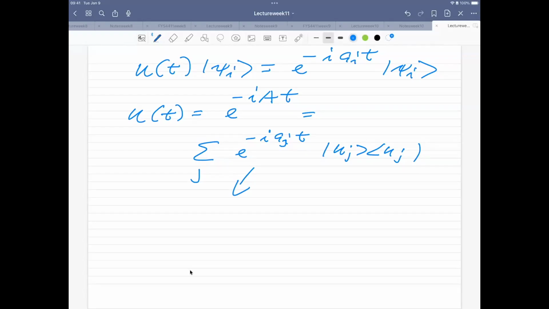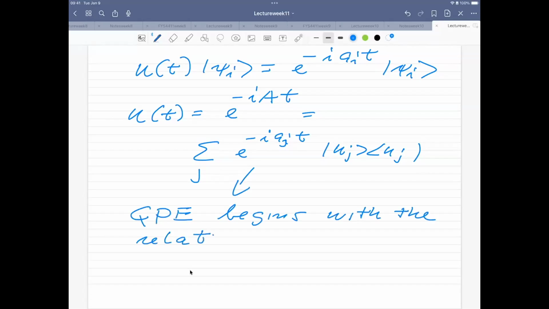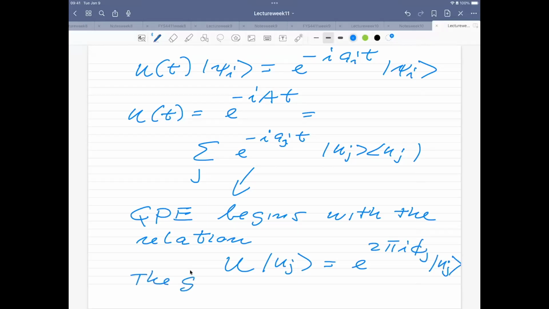So the QPE, and this is a transition to the algorithms, begins with the relation where we have a unitary operator U acting on u_j equal to e to the power of 2 pi i phi_j multiplied with u_j. And the goal is to estimate this phi_j.